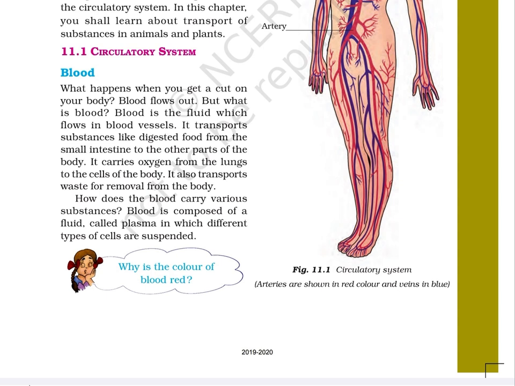How does the blood carry various substances? Blood is composed of a fluid called plasma, in which different types of cells are suspended. There's a thought bubble given here. A picture of Paheli is next to it. Why is the color of blood red?